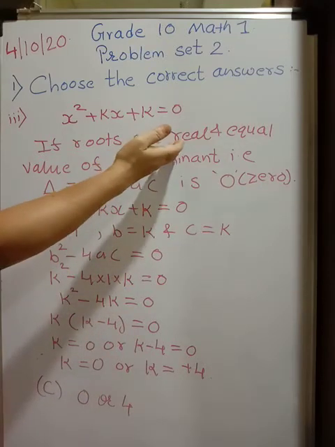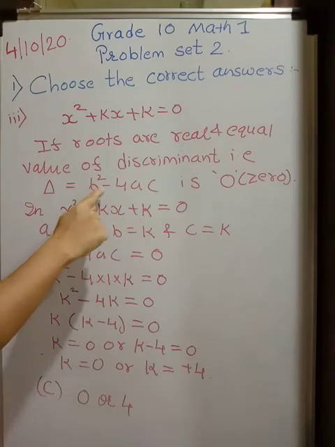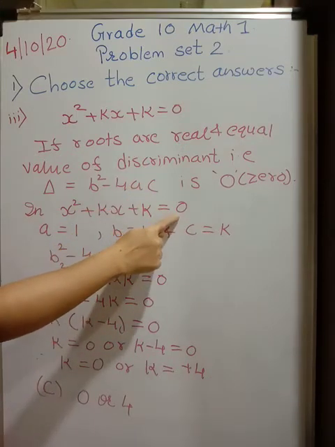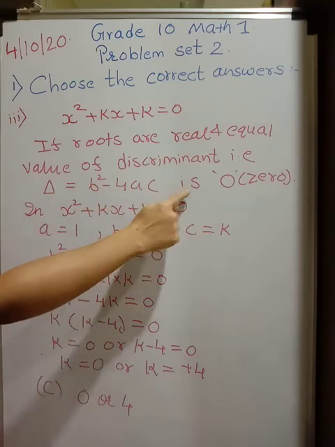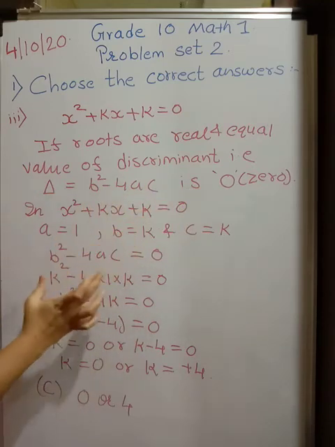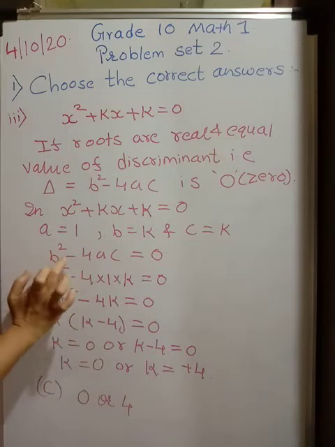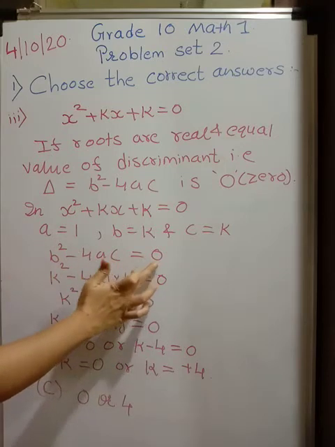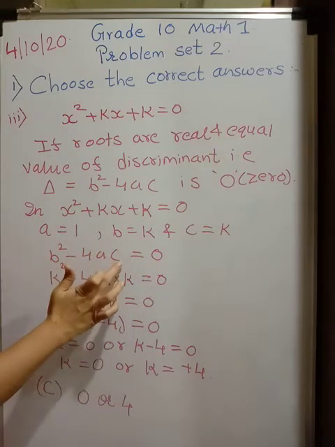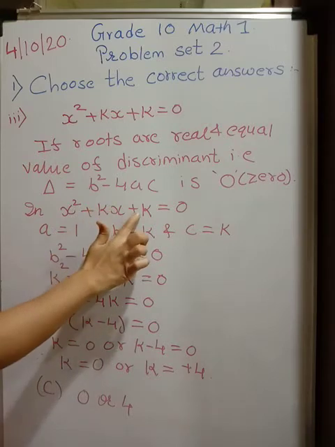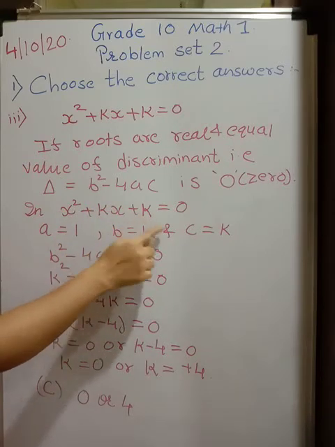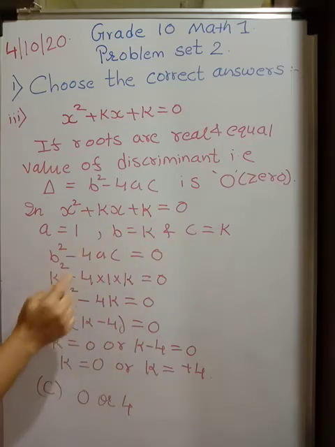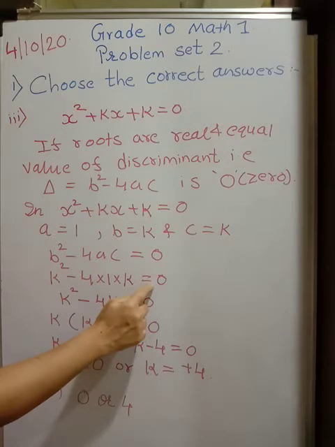So it has been given that roots are real and equal. So b square minus 4ac should be equal to 0. Therefore, here I have equated b square minus 4ac is equal to 0. Now what are a, b and c? These are the coefficients over here. So a is 1, b is k and c is also k. So substitute these values over here. You get k square minus 4 into 1 into k is equal to 0.